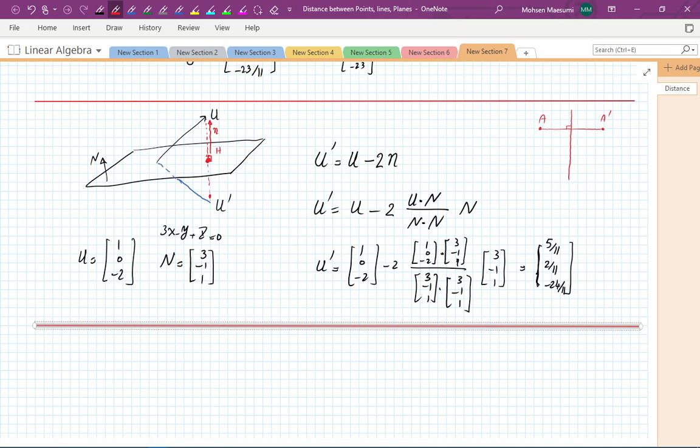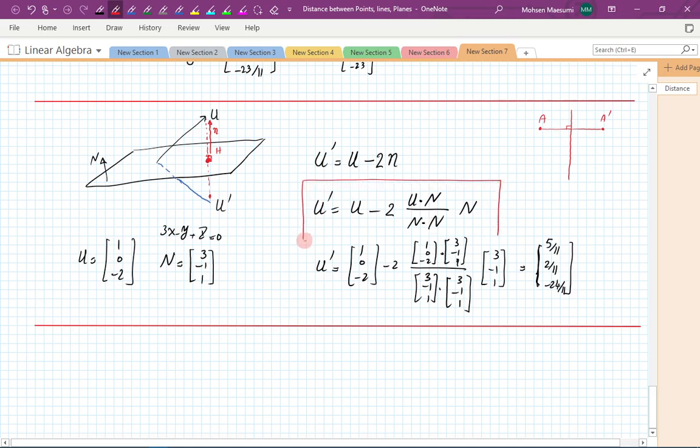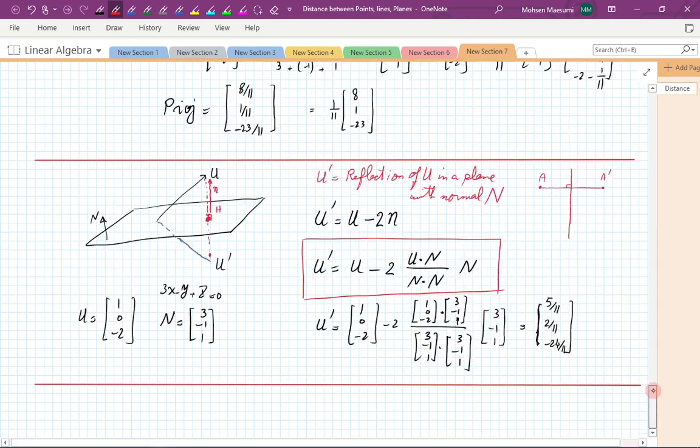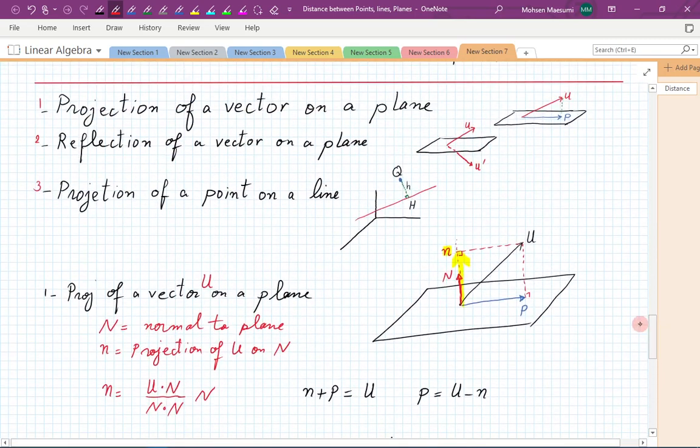Okay, item number 3. Let me emphasize, the problem was: u prime is the reflection of u in a plane with normal n. Item number 3 we promised we are going to do was the projection of a point on a line.